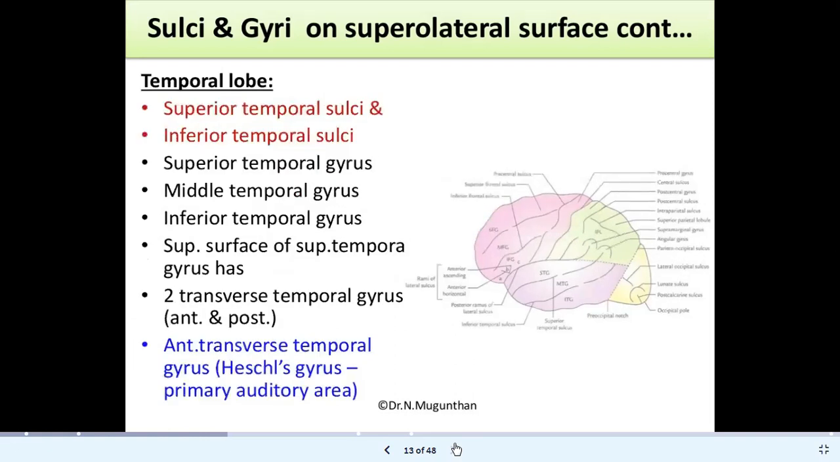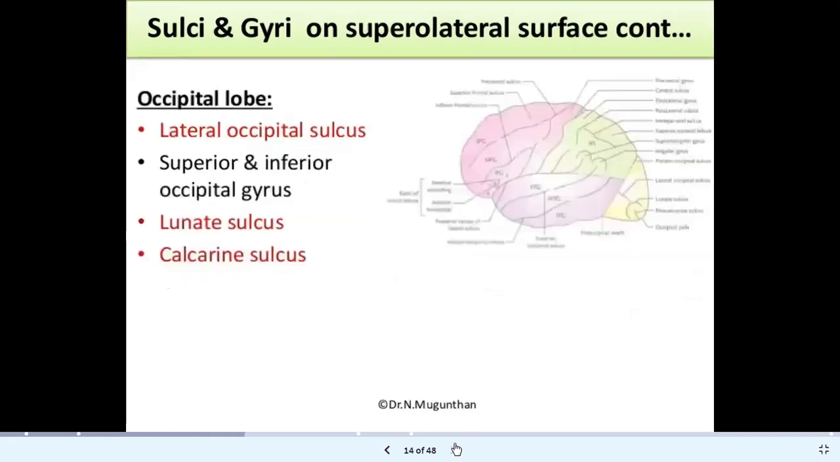So temporal lobe also we have seen, then occipital lobe. So you can see here, this is the lunate sulcus. You can see post-calcarine sulcus and lateral occipital sulcus. They are clearly shown here. So the lateral occipital sulcus will divide the occipital lobe into superior occipital gyrus and inferior occipital gyrus. Okay.